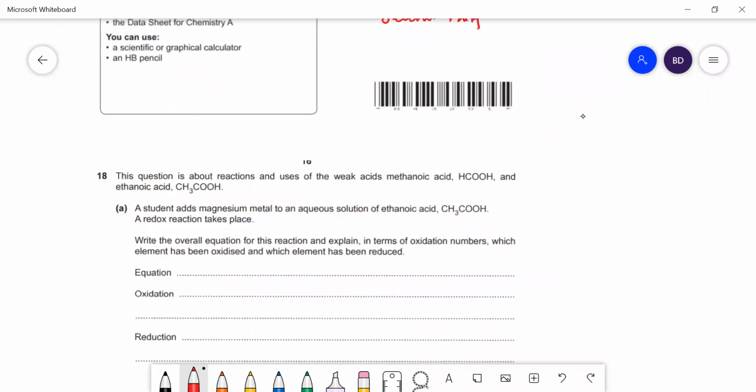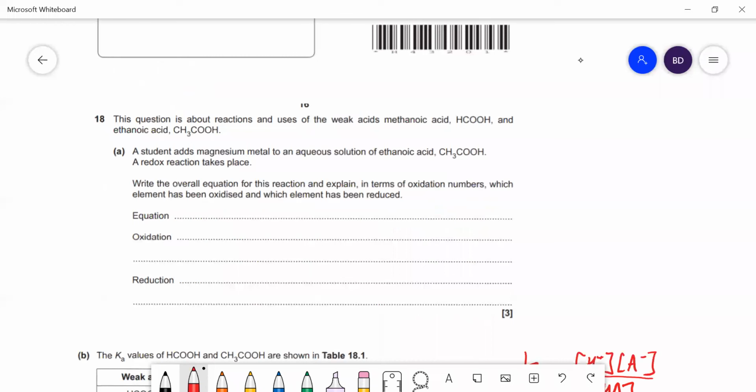Okay, so the first question is about weak acids, methanoic acid and ethanoic acid. A student reacts magnesium with an aqueous solution of ethanoic acid and a redox reaction takes place. This is very similar to how magnesium would react with any acid, for example, hydrochloric acid. You're going to get magnesium chloride and H2 gas.